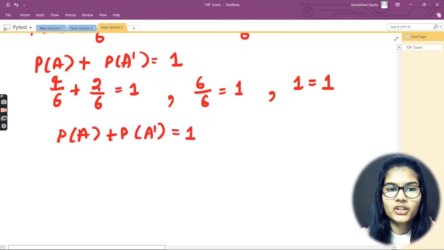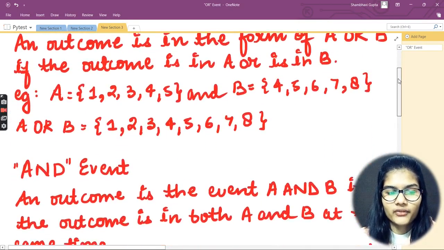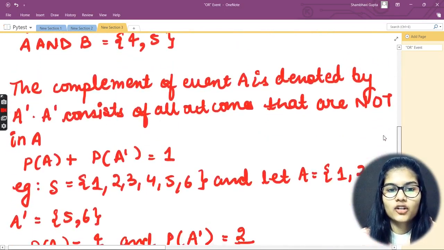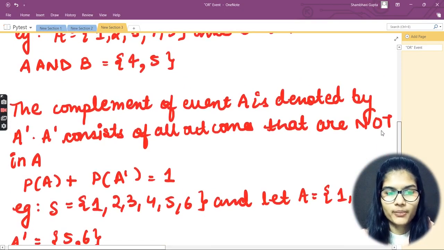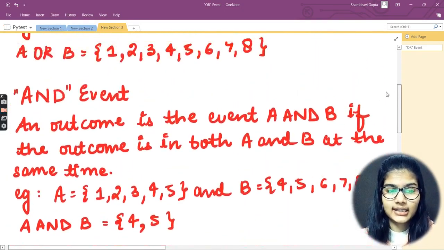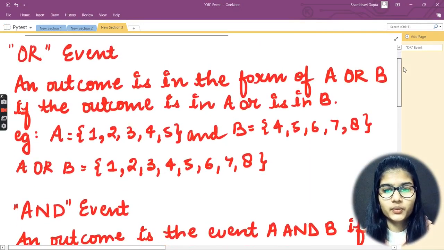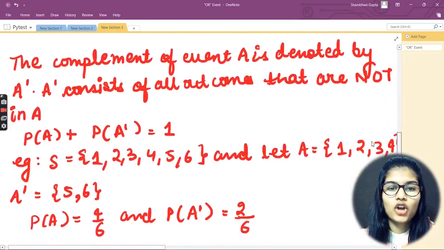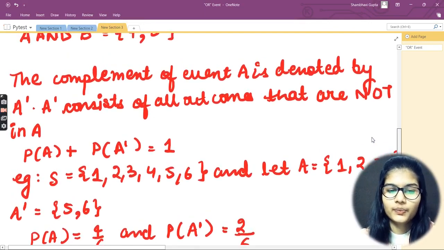So I hope I have made this clear regarding the OR event, the AND event, and the complement of event A: how to find the complement, how the OR events and the AND events are executed, and how to calculate the OR and AND events and the complements.